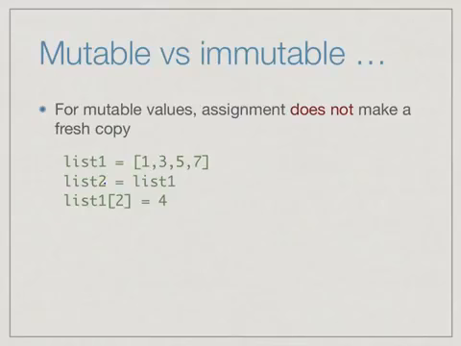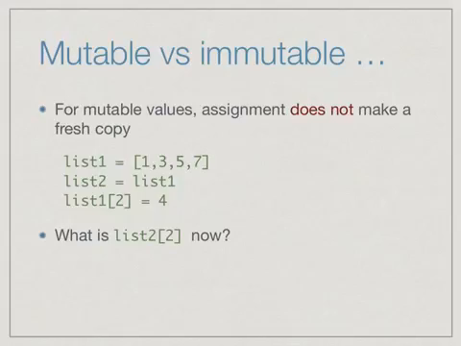Then we say that list 2 is the same as list 1. So if we had this copy notation, now we would have two copies of the list. Suppose we now use the mutability of list 1 to change the value at position 2, namely this value, to 4. Right? The question is, what has happened to list 2?